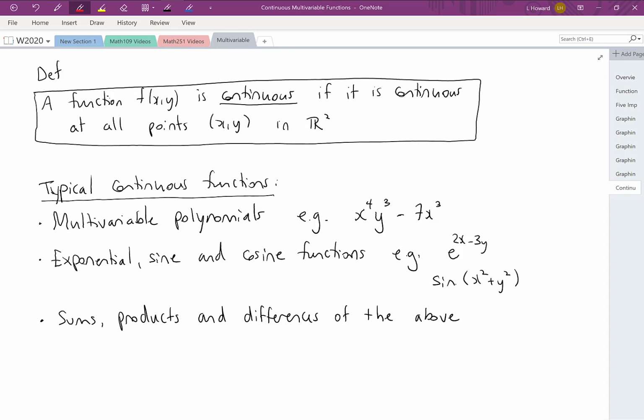And then you can take sums, products, and differences of those polynomial, exponential, sine or cosine functions. So that then gives us a large class of continuous multivariable functions. And these are the types of functions that we'll consider throughout the course.